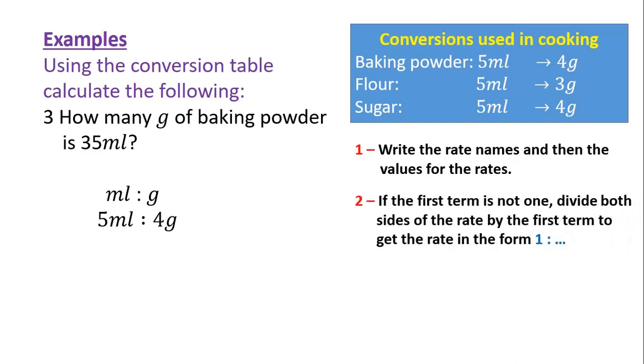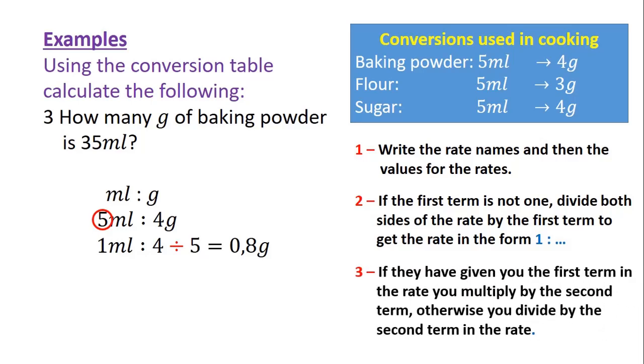Step 2. If the first term is not 1, divide both sides of the rate by the first term to get the rate in the form of 1 to something. So if we look at our first term, it's actually a 5. So what we do is we divide both sides by 5. 5 divided by 5 gives me 1, and 4 we then divide by 5 as well. Now if you put 4 divided by 5 in your calculator, you'll get 0,8 grams. And so 1 milliliter is 0,8 grams.